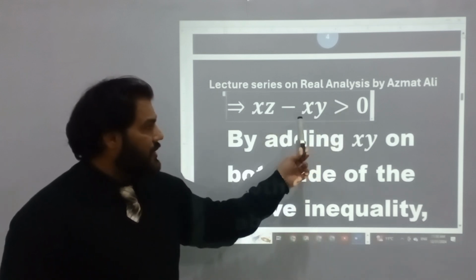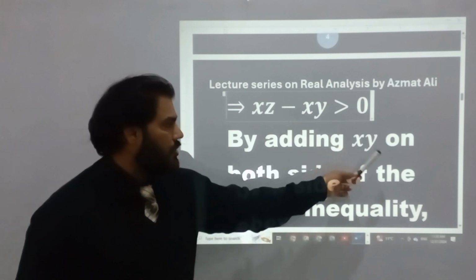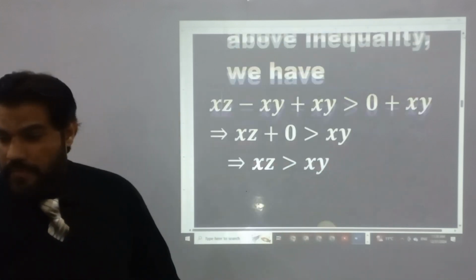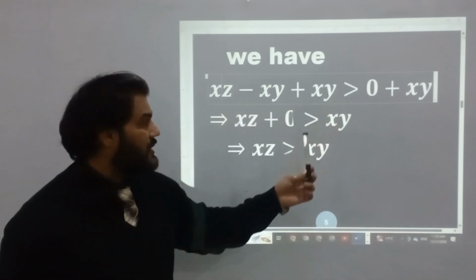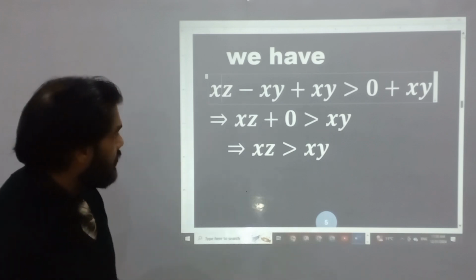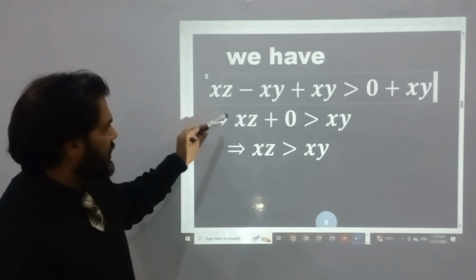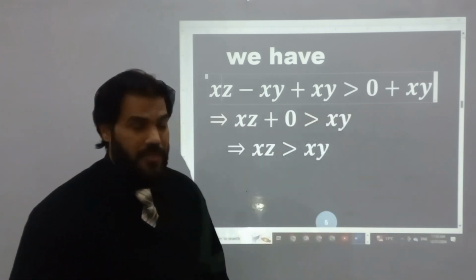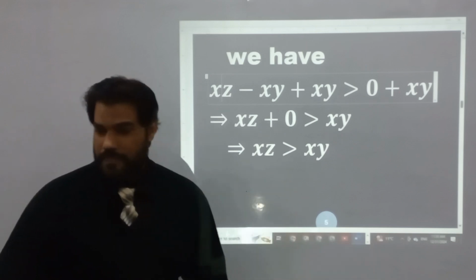By adding the additive inverse of minus xy, that is plus xy, on both sides, we have xz minus xy plus xy greater than 0 plus xy. These are additive inverses of each other, so this becomes equal to 0, which is the additive identity. So by adding 0 with xy, this is simply xy. So xz is greater than xy.